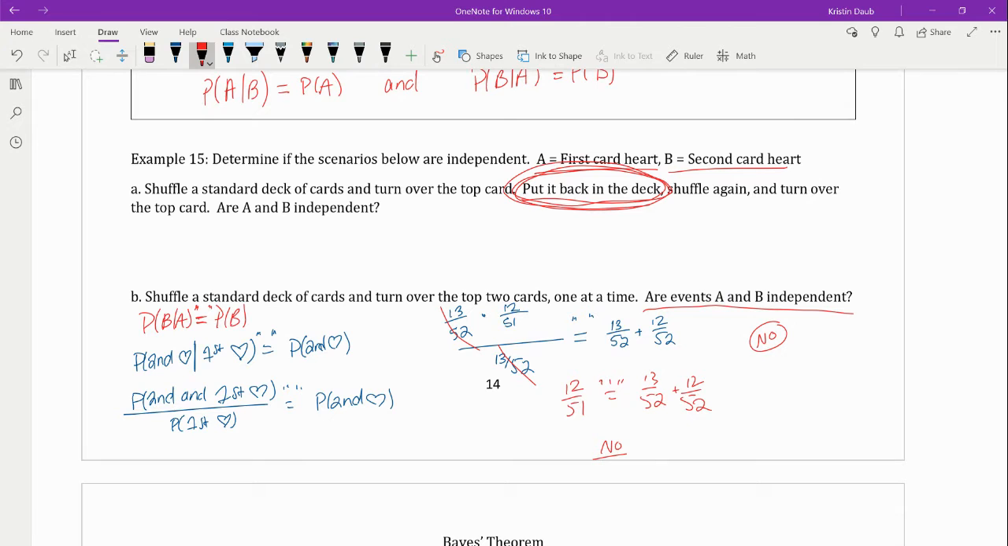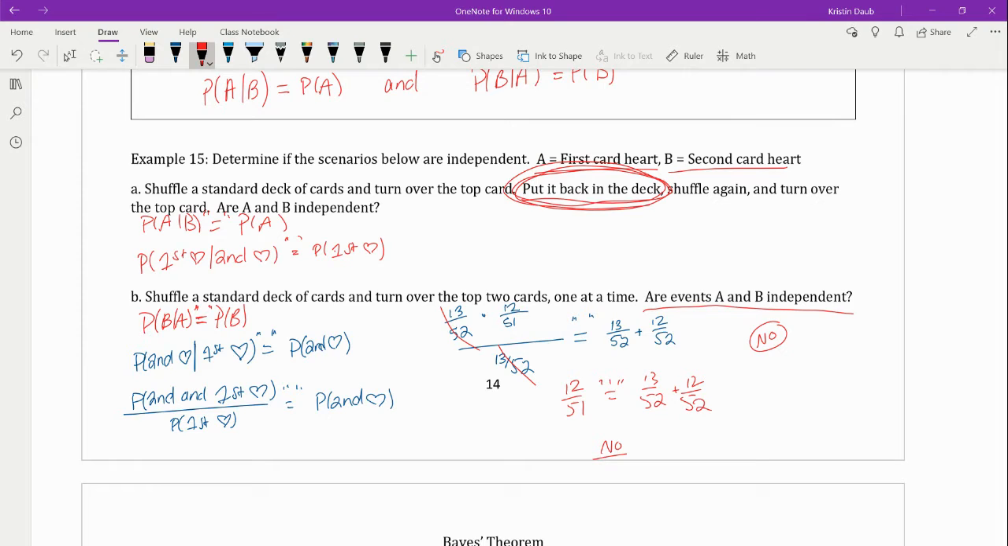Now I want to know if A and B are independent. So let's just check the other side. We checked B given A. I'm going to check A given B for this one first. I want that potentially equal to the probability of A. So let's put this into words. A is that my first card is a heart, given that my second card is a heart. And I want this potentially equal to the probability of A, which is that my first card is a heart.